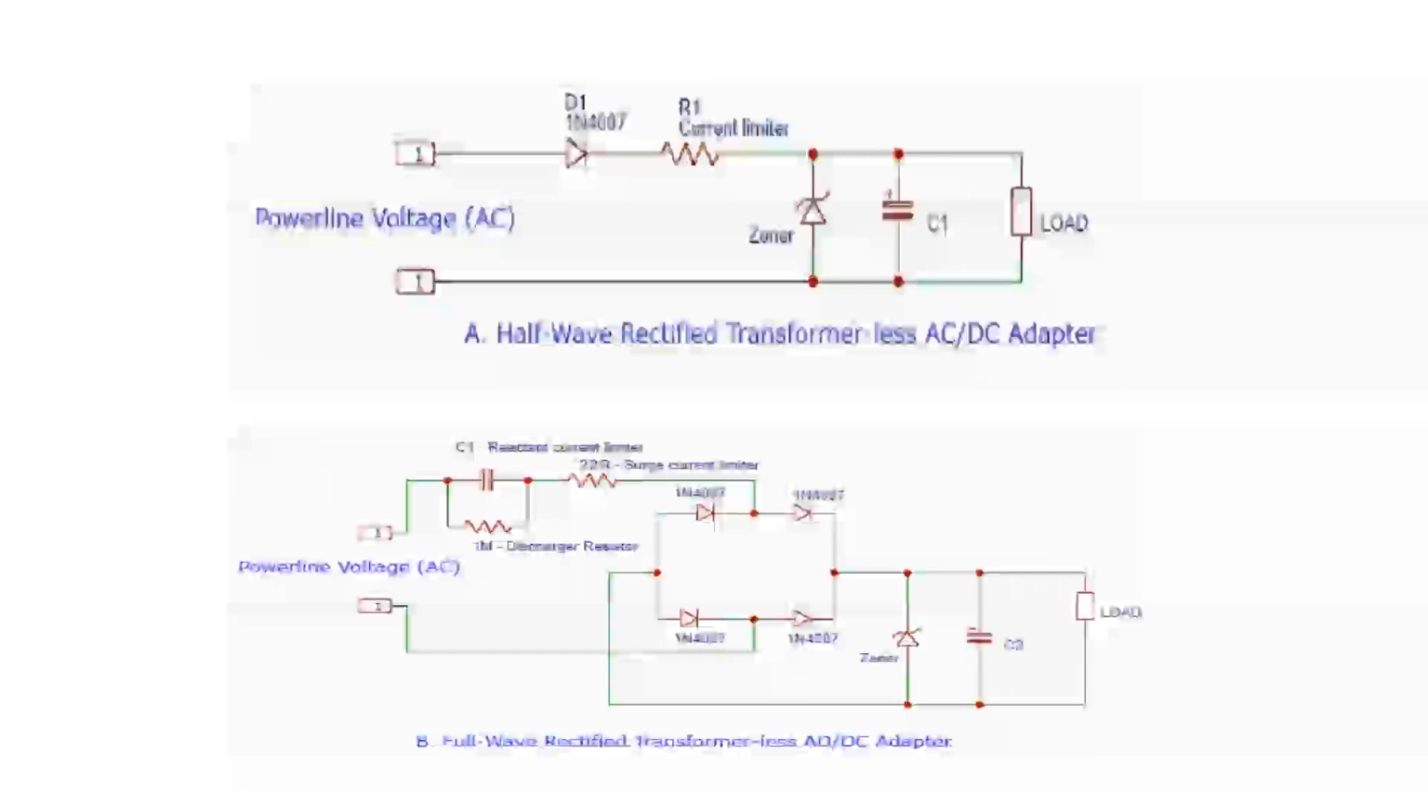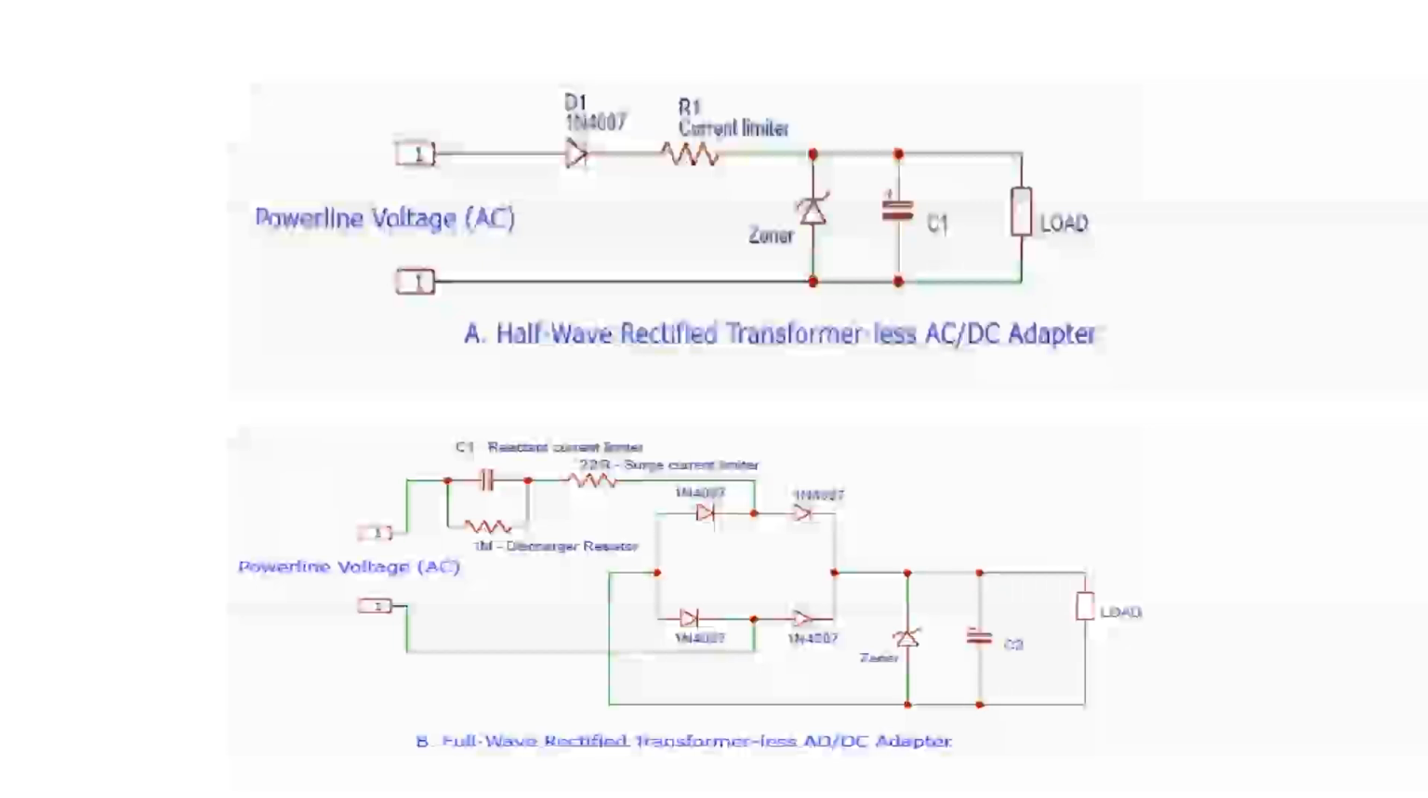Transformer-less power supply adapter circuit. Warning: this circuit is not isolated from the power line voltage and causes hazardous electrical shock when touched. There are two types of this non-isolated power supply adapter circuit: half-wave rectified and full-wave rectified circuits. The main application of this type of adapter is where a small power is needed by an isolated device.